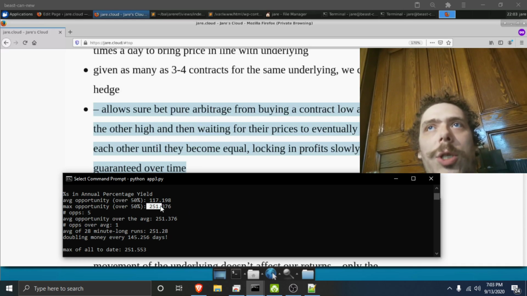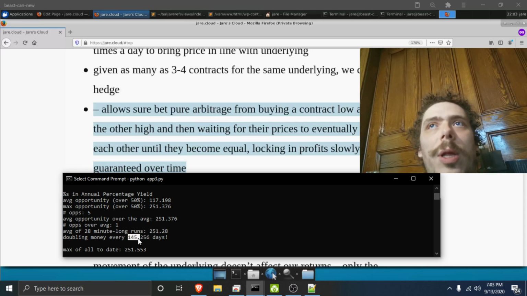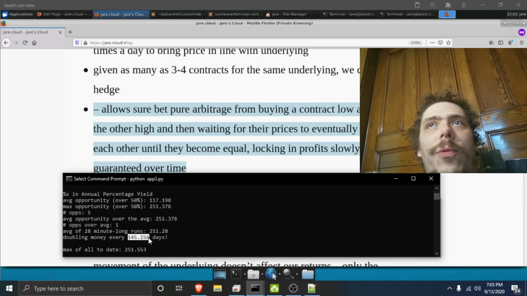The average opportunity that would actually trade is only one of them. Right now there's only one of them. The average opportunity that we would actually trade out of those is 251% APR. That's doubling your money every 145 days. Was that 4 or 5 months? 5 months, yeah. So that's that.